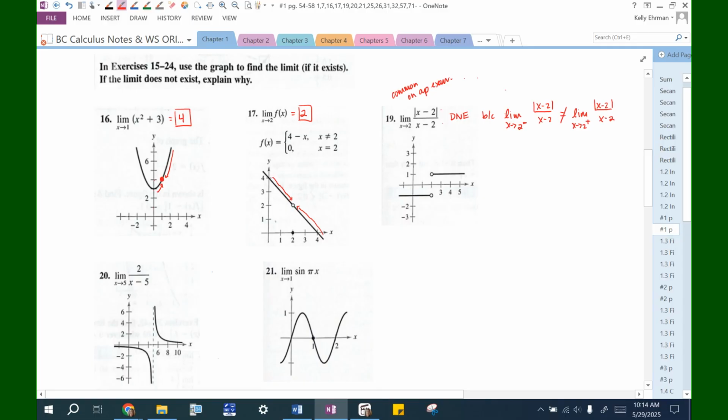Limit notation is important. This is most likely going to be multiple choice, so I guess that wouldn't matter. But if you do have to write something about this in a free response question, you have to have proper limit notation. So make sure that we're practicing that.